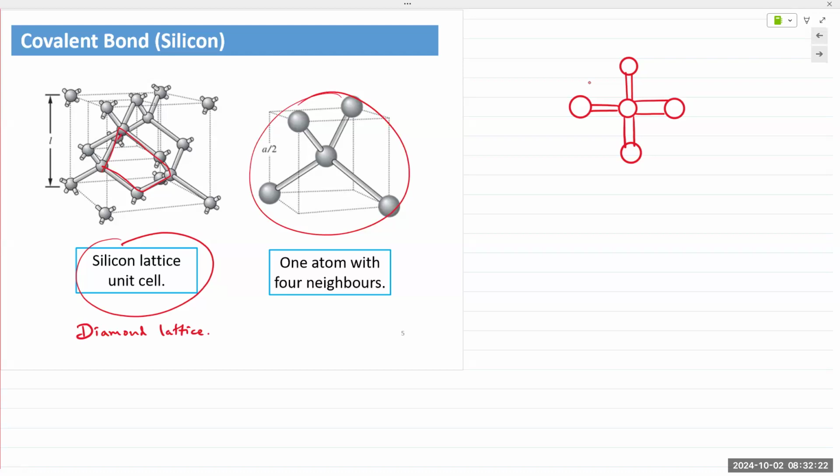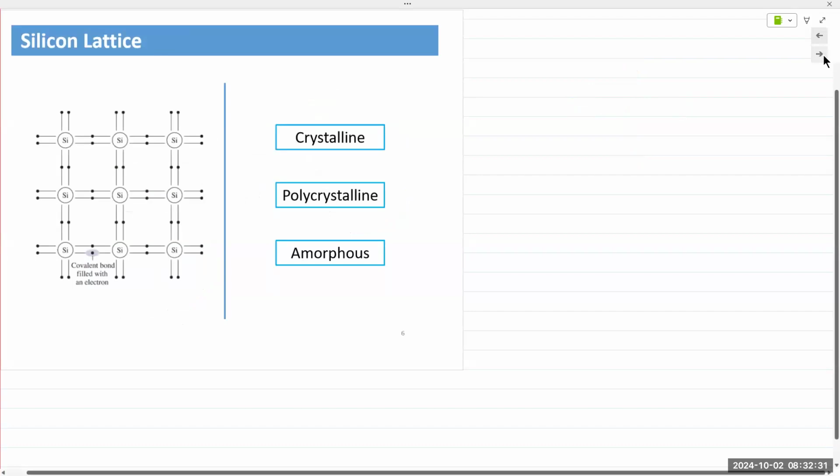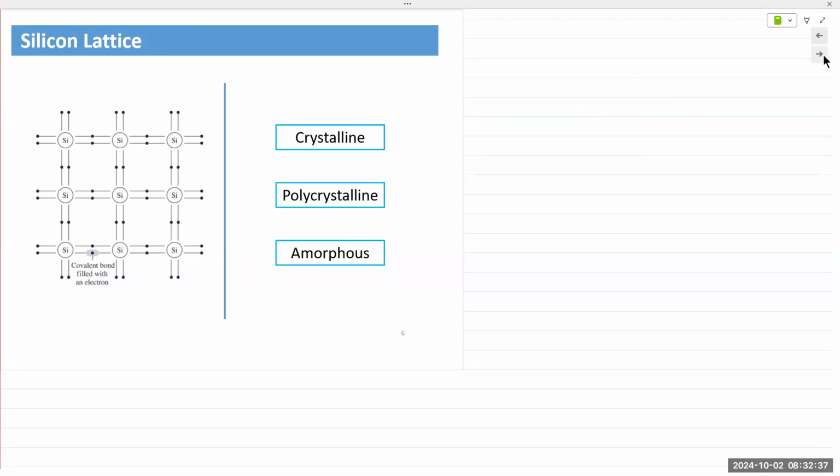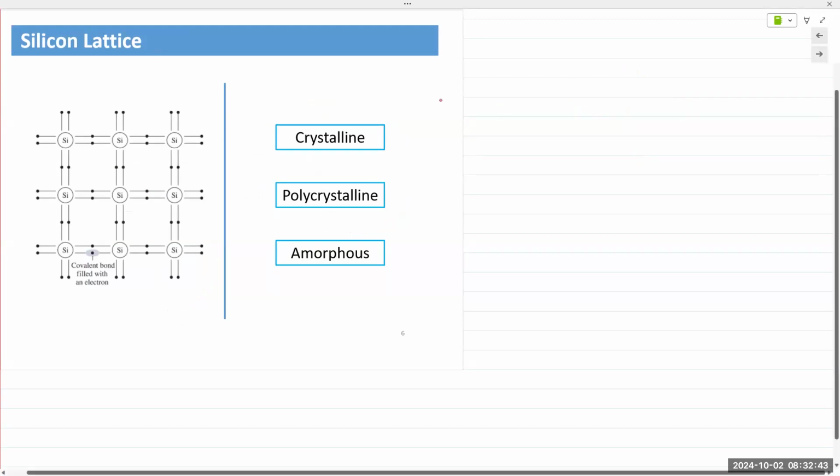Now, I use the term single crystal, right? I use the term crystal. What it means is when you have a silicon lattice and it creates bonds with the neighbors, they're ordered in periodic segments. If the structure is ordered and repeated throughout the structure, then it is known as a crystalline material.